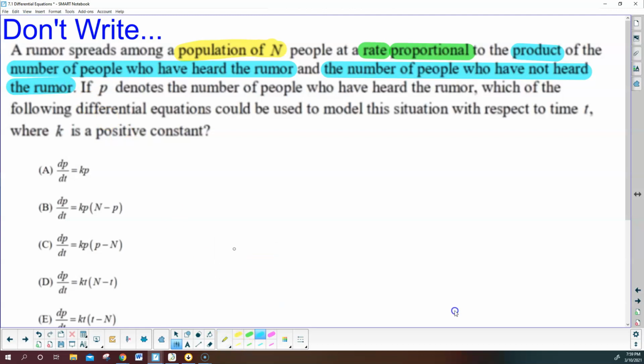So they tell us a little bit more here. If P denotes the number of people who have heard the rumor, which of the following differential equations could be used to model the situation with respect to time t, where k is a positive constant? Well, look, right away every single one of them says dp dt.